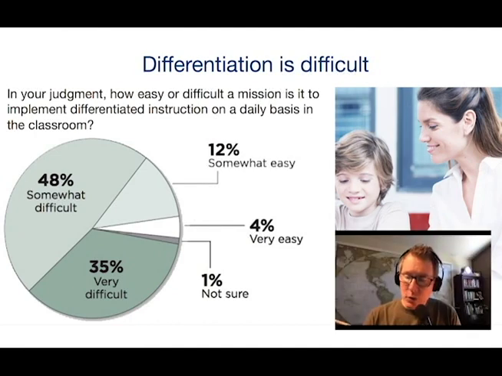35% say very difficult, 48% say somewhat difficult. Hone in on what percent says it's actually easy or somewhat easy, and you're only looking at a very small percent, about 16%. That tells you that differentiation is not something that is happening in classrooms very often, and it tells you the reason is because teachers find it very difficult to do.